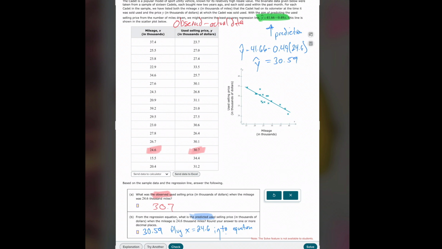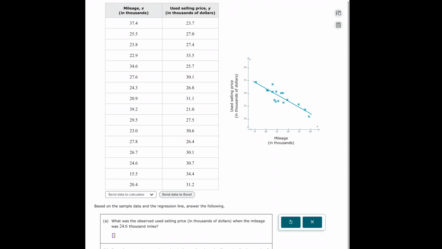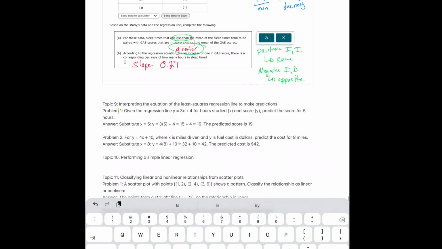$30.59. Okay, so our prediction was pretty close right there. Those numbers probably shouldn't be the same. But if I look right here, 30.59. I'm sorry, we plugged in 24.6, didn't we? 24.6 would be about right here. 30.59 would be about right here. So you can see that the observed is just a tiny bit higher than our prediction, which is fine. So our goal is to predict as close as we can. It's hard to predict perfectly, so we're good with that prediction.